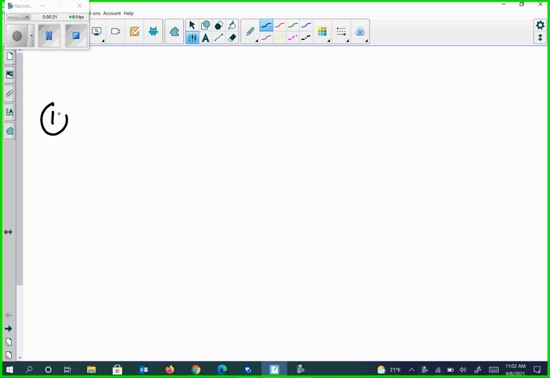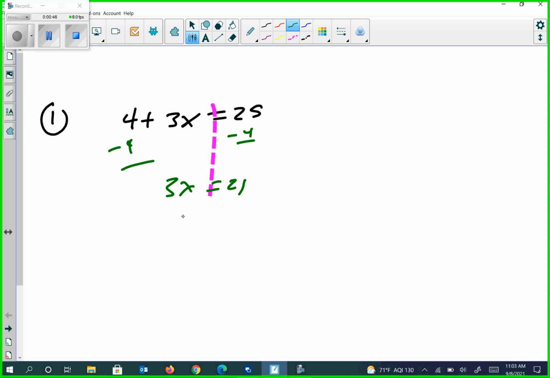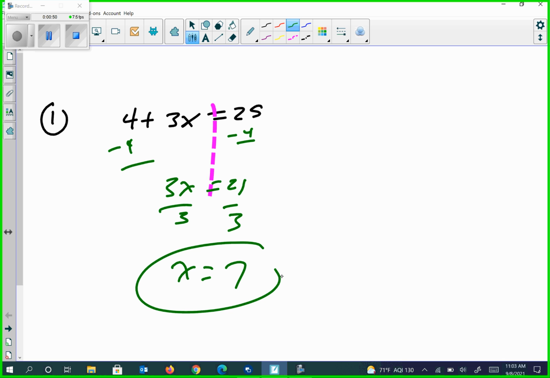First problem says 4 more than 3 times the number is 25. 4 more than 3 times the number. So 4 more, meaning we're adding, then 3 times the number is 25. So if we just do that, subtract 4, we get 3x is equal to 21, divide by 3, divide by 3, x is equal to 7.